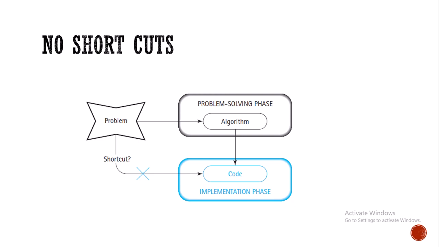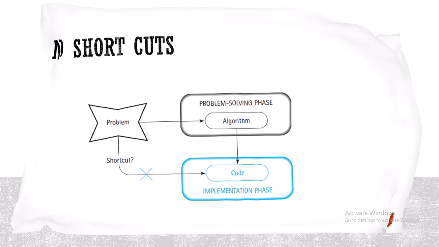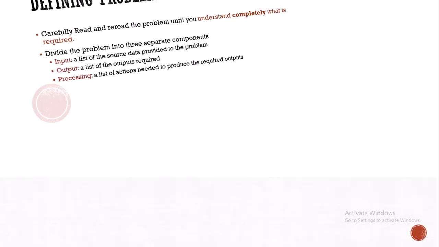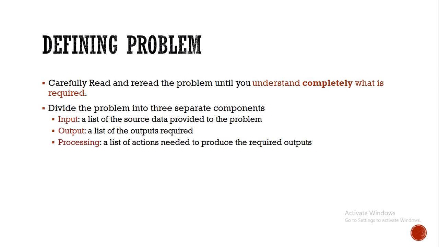Moving forward, let's discuss program development in detail. As we have discussed, first of all we define our problem. For defining the problem, you should carefully read, reread and reread the problem until you understand completely what is required. Divide the problem into three separate components. Input, that is a list of the source data provided to the problem. Output, that is a list of the outputs required. Processing, that contains a list of actions needed to produce the required outputs from the inputs given.